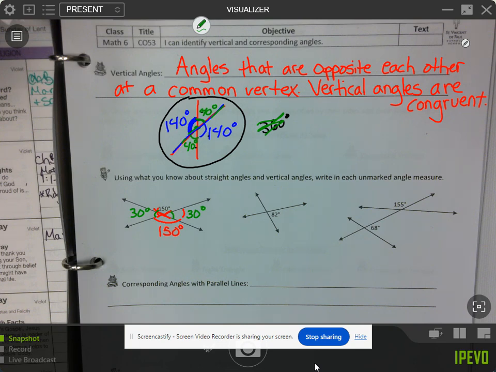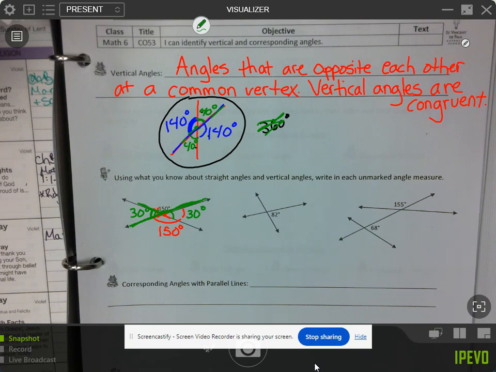So, Melanie, what is this right here? It's a straight angle. So if we know one of those angles in the straight angle is 150, what does the other one have to be, Melanie? So if this one right here is 150 degrees, and we know this is a straight line, what does this angle have to be? 30, because it has to equal what?